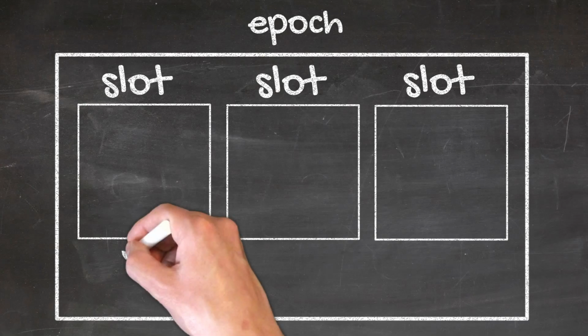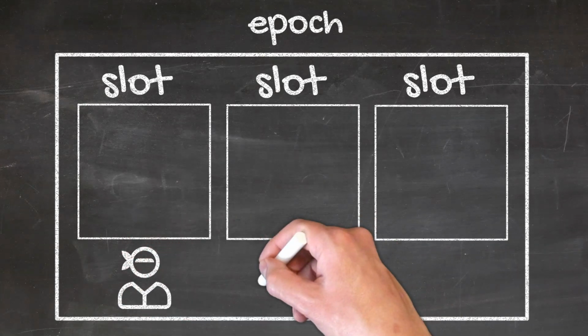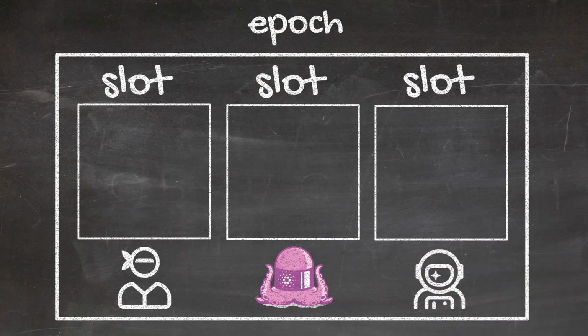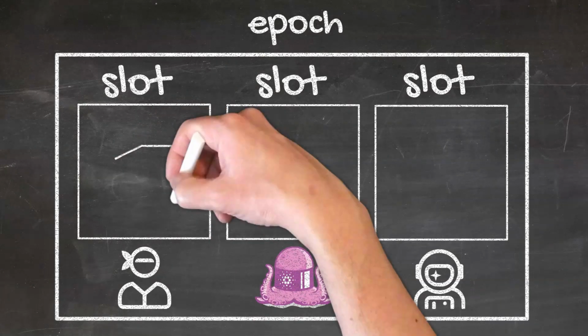Ouroboros, the proof-of-stake algorithm of Cardano, randomly assigns a stake pool for each slot. The so-called slot leader then creates the corresponding block for this slot. The election of the slot leaders is already carried out before the epoch is created.